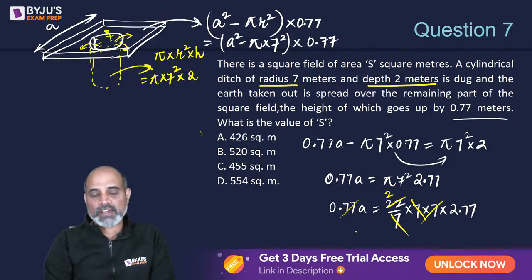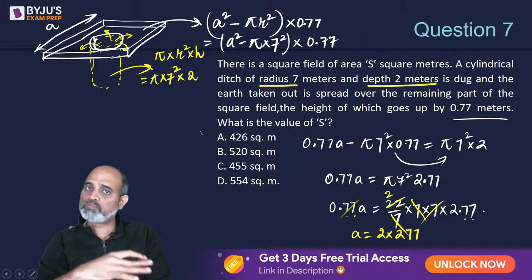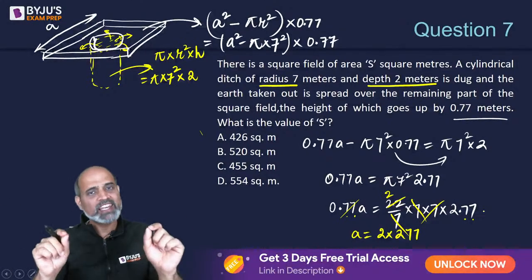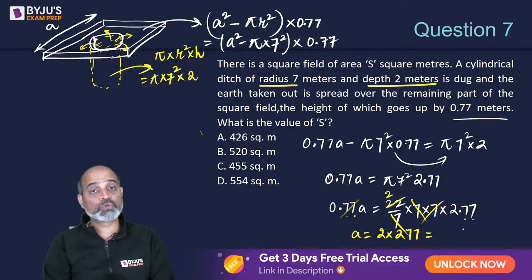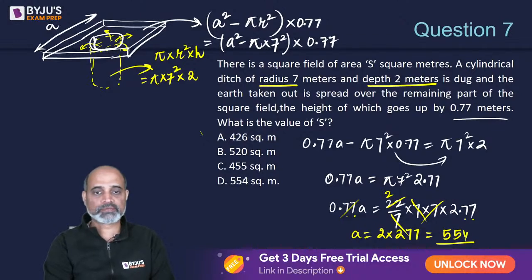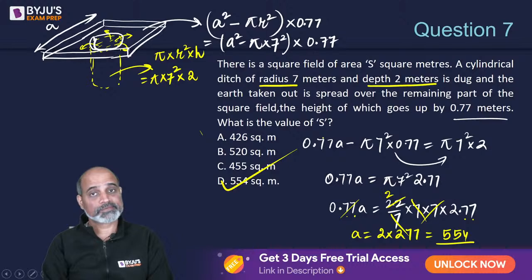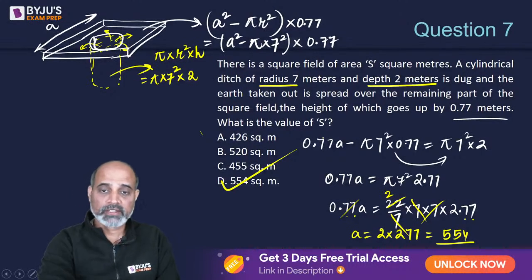So we will have a as 2 times 277, because the decimal points, I'm going to multiply both sides by 100. So I can ignore the common 2 decimal values, right? So this becomes 277 twice, which is going to be 554. Option D, right?